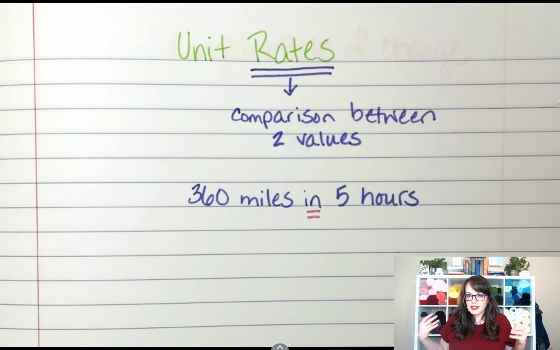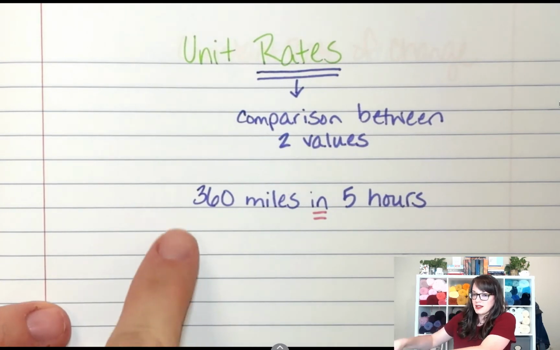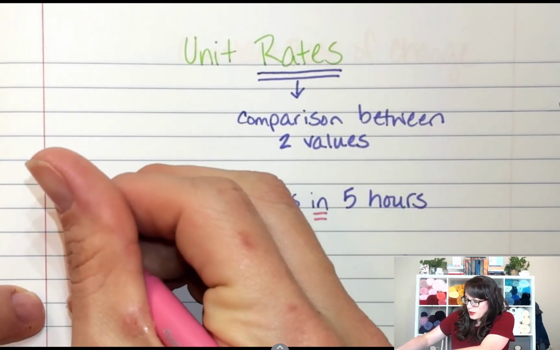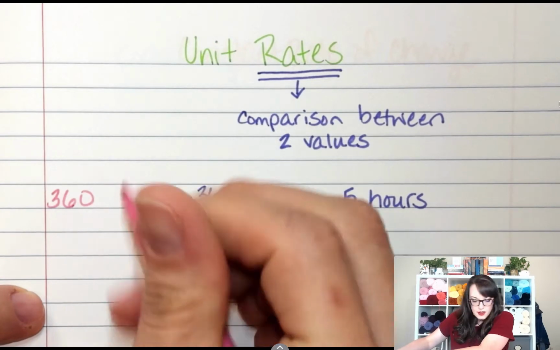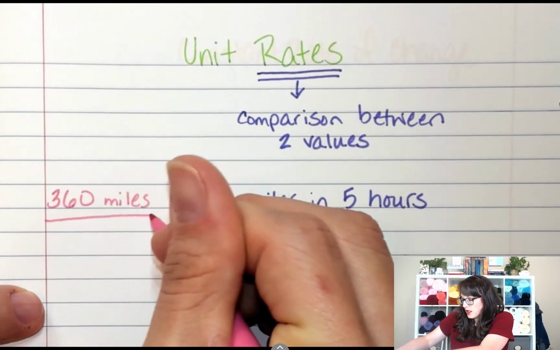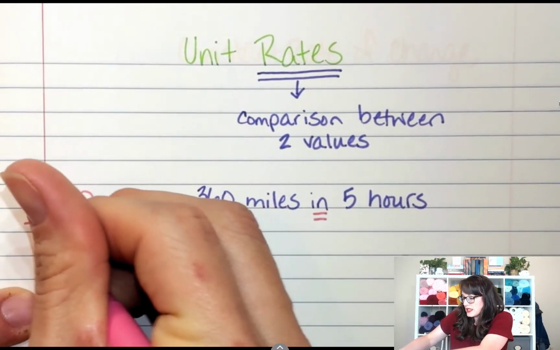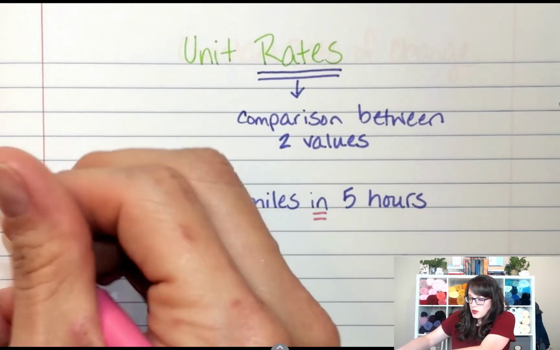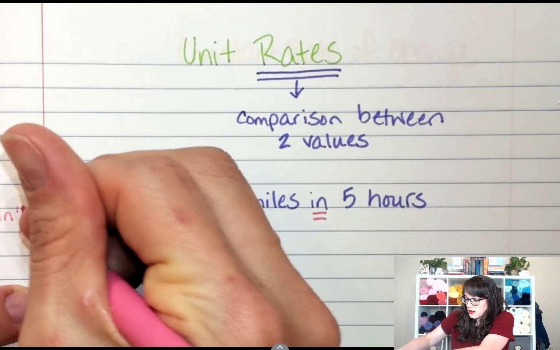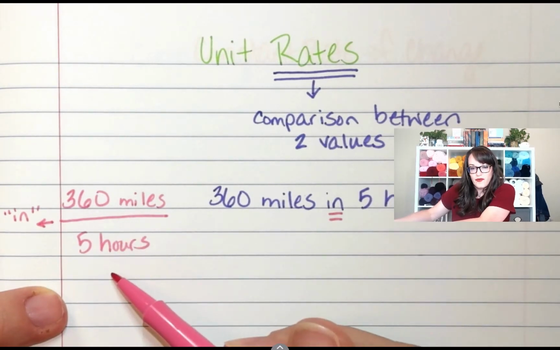And there's several ways I can write this rate. Or this isn't a unit rate yet. I can put 360 miles over 5 hours. And when you see this, the fraction sign, you would say "in." So this is 360 miles in 5 hours.